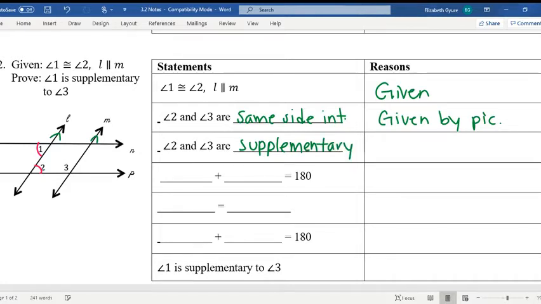Now, how do we know that? Well, that was that statement up above, right, with the bullet point. Could you technically just write that statement if you weren't sure? Yes, but technically that is the same side interior angle theorem.